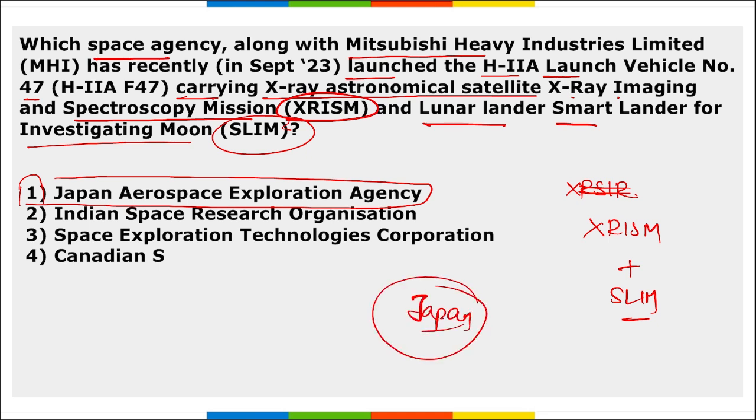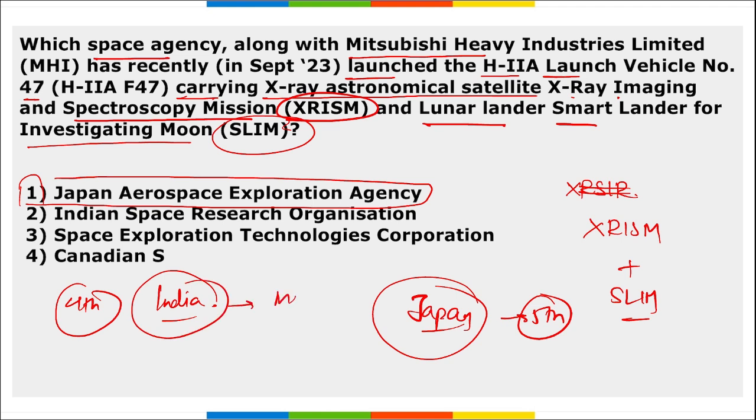And with this, Japan became the fifth country to soft land on the moon. Fifth country. Which was the fourth country? It was our India, to land on the moon, and India became the first country to land near the south pole of the moon.